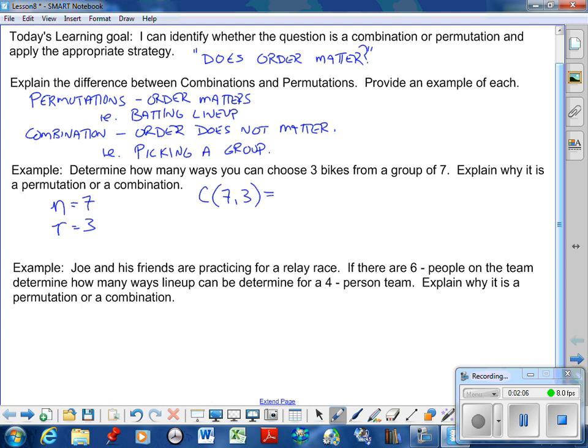Why is it a combination? So here's your explain part. The reason it's a combination is that there's no benefit to being first, second, third as a bike. Bikes don't care. We are just choosing 3 bikes from a group of 7, and that's all we are doing there. So order does not matter. If I pick my favorite bike, I pick it. If not, I don't. So therefore, there are 35 possibilities.